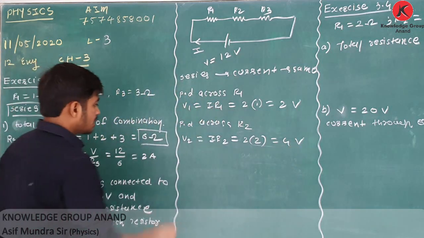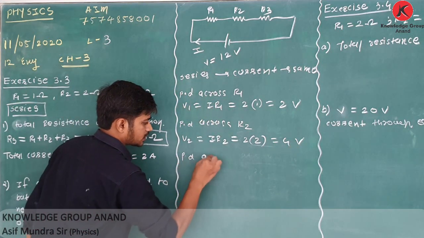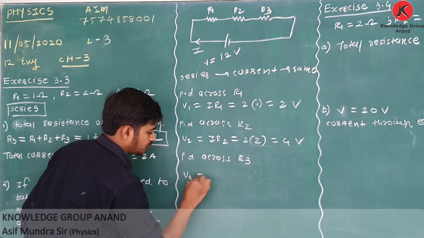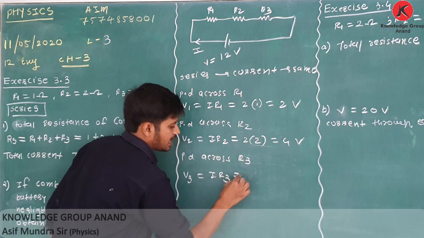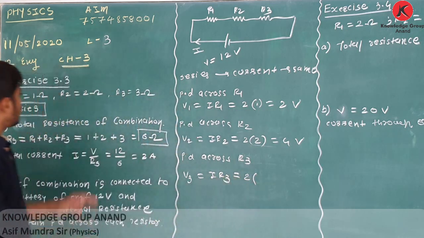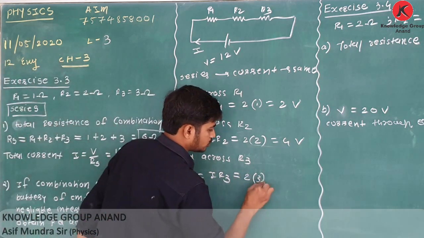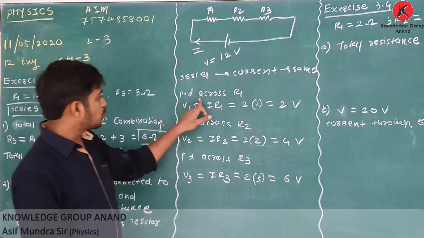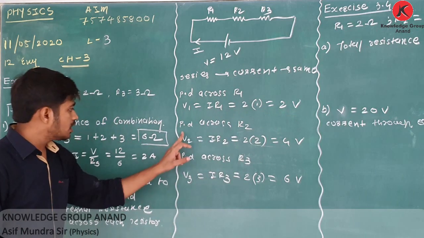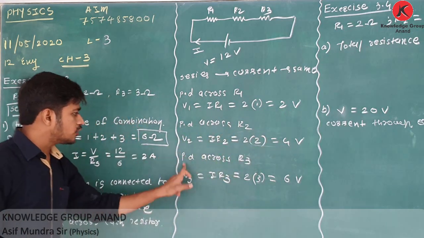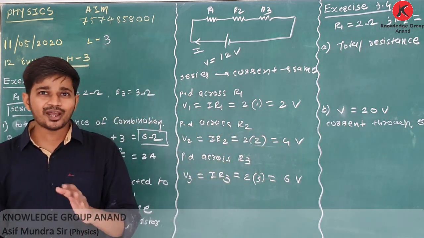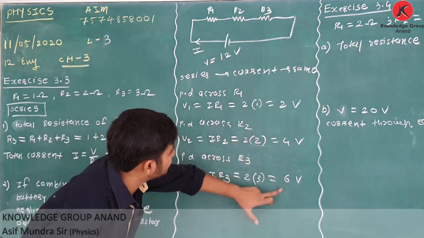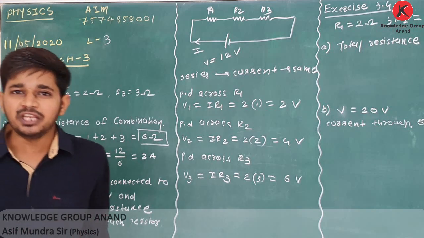Clear about this? Now, potential difference across R3, that is V3 is equal to IR3 is equal to 2. What is value of R3? Yes, it is 3. So it is 3 into 2, it is 6 volt. Clear? So yes, it is your answer. Potential difference across R1, 2 volt. Across R2, 4 volt. Across R3, it is 6 volt. How to verify your answer? See, V1 plus V2 plus V3, 2 plus 4 plus 6, it will be 12.